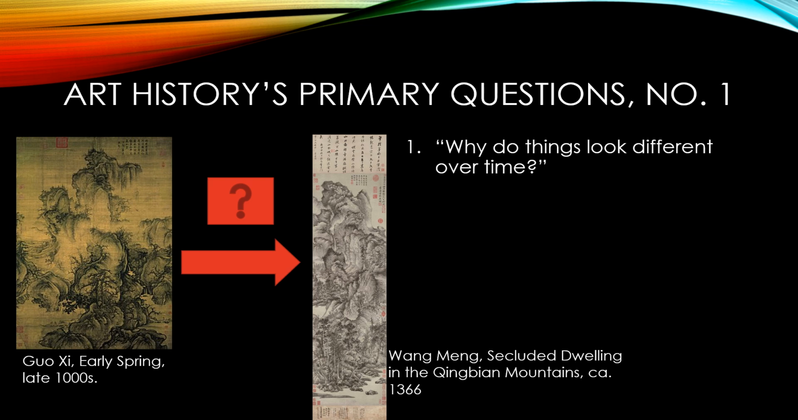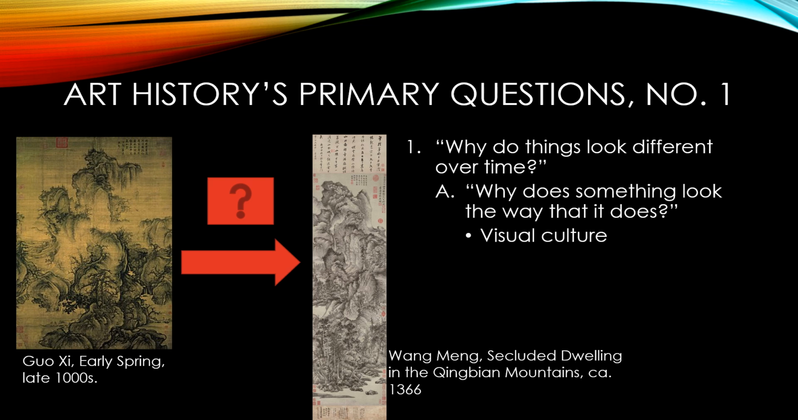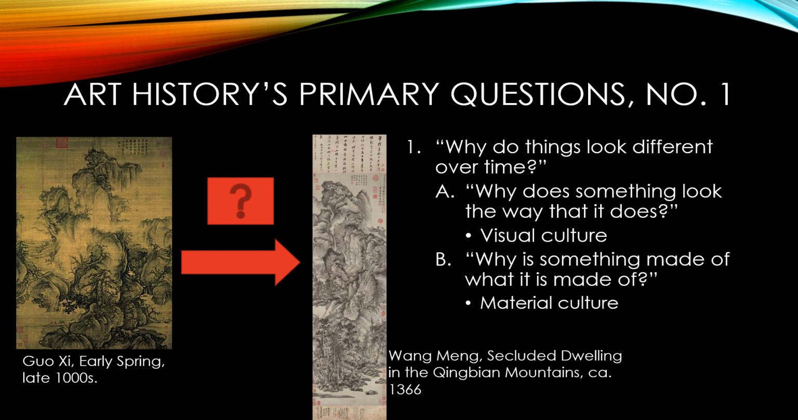Art history asks many questions, but there are four basic questions that anyone working in art history asks. The overarching question that art historians ask is, why do things look different over time? From this question derive two sub-questions. One is, why does something look the way that it looks? This question positions that something as visual culture. The other question is, why is something made out of what it is made out of? This question positions that something as material culture. As you can imagine, I could ask either of these questions about something like a painting, but my answers would yield very different stories about the painting, one focused on the visual and one focused on the material.